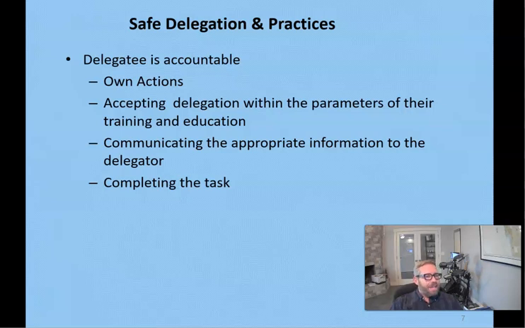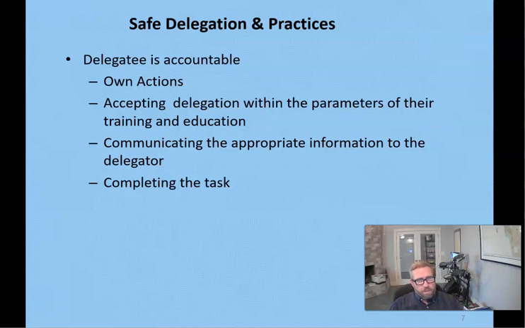The delegatee, I said it right the first time, is accountable. So when I delegate something to someone, that person is accountable for their own actions. They're a professional just like anyone else. They're accepting that delegation within parameters of their training and education. So in other words, it works both ways.